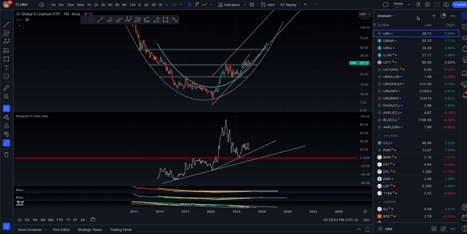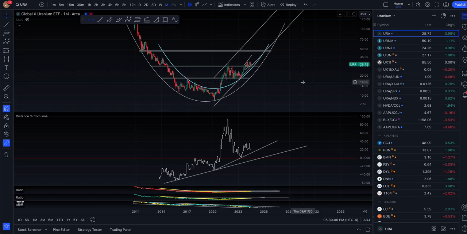Today's Tuesday, July 9th. It's about 5:30 p.m. Eastern. Today we're going to run through the ratios, bigger picture uranium ratio review. Always start with URA to get the state of the union, where we're at today, July 9th. Again, we just kicked off Q3, the second half of the year.